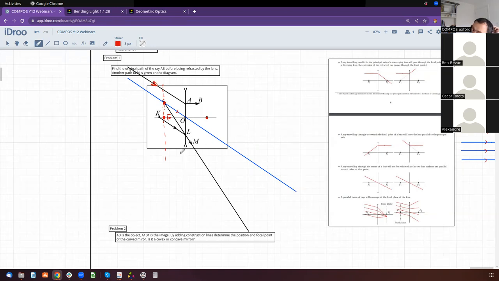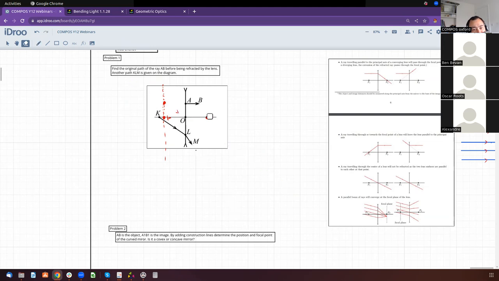Hope that makes sense. Does it? How well do you understand what I have done? The ray AB comes out parallel to the optical axis. Therefore, initially it was traveling towards the focal point. Actually, oh, sorry. Nobody told us that AB is parallel. No, we don't know that. Sorry. We'll have to think of another way.